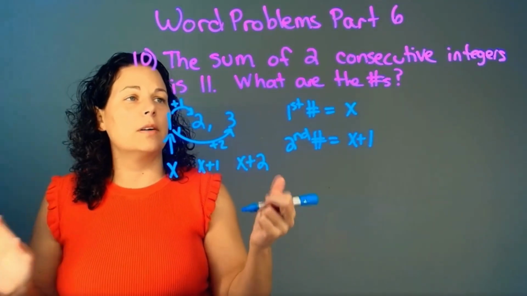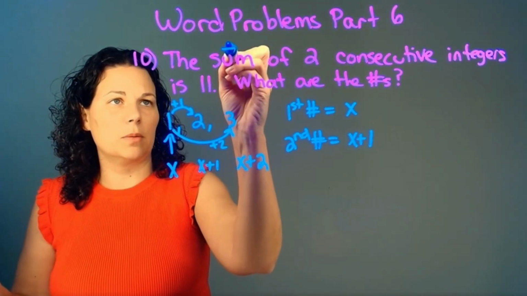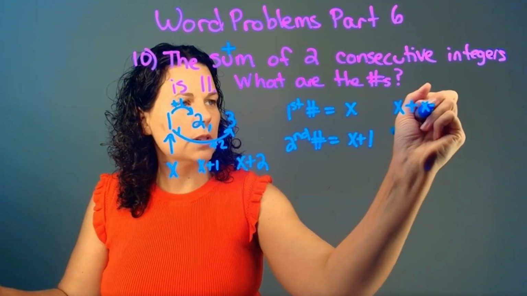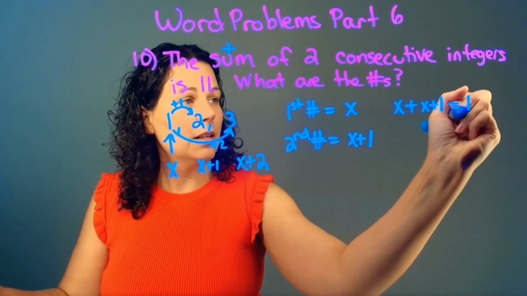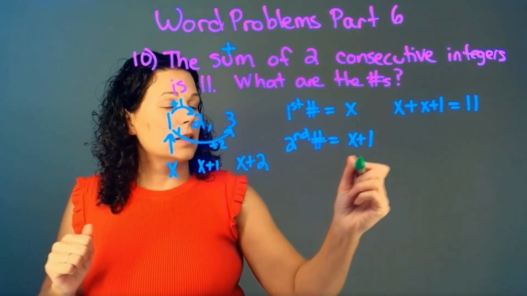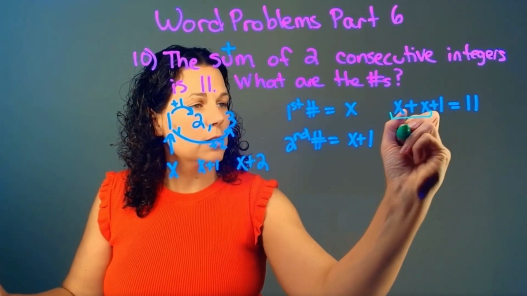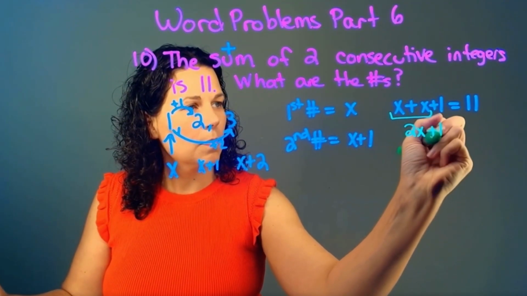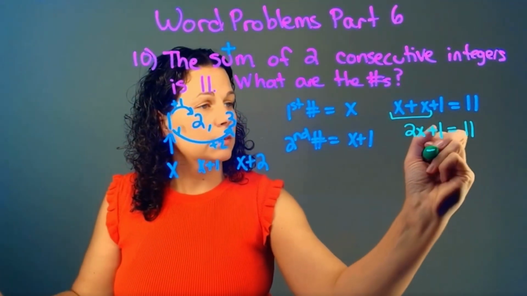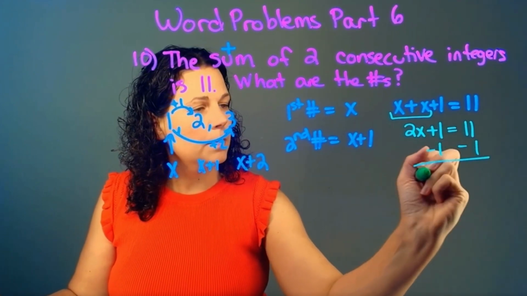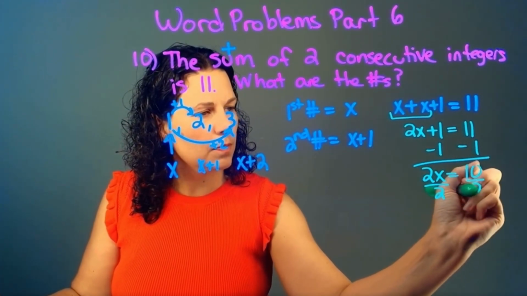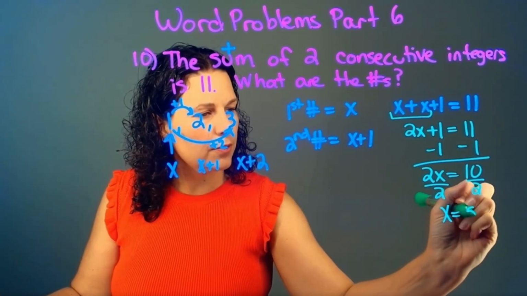The sum of the 2 consecutive integers, so sum means plus, so we're going to add these 2 numbers together, x plus x plus 1 is 11. And that's the equation we need to solve. So that's going to be 2x plus 1 when I combine like terms is equal to 11. Now let's solve it. Subtract 1, divide by 2, x equals 5.